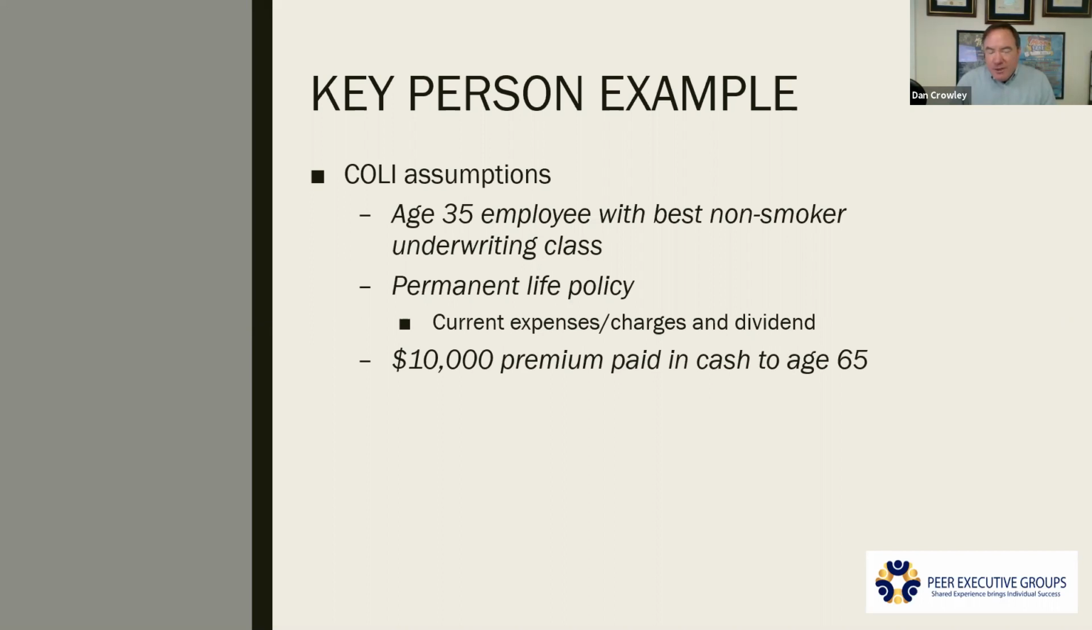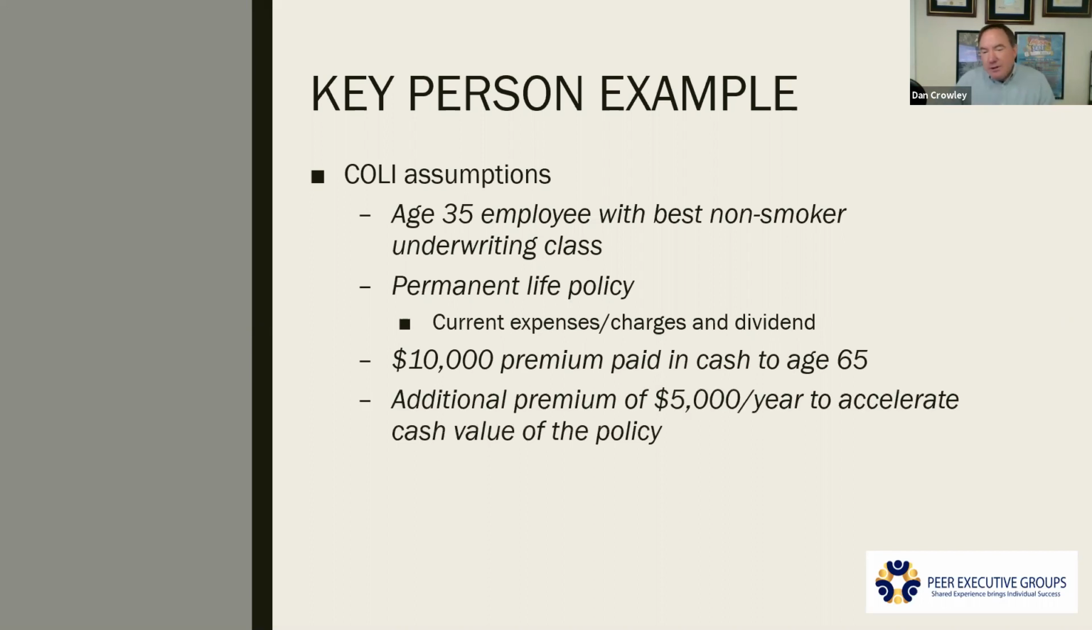So we know that we're going to put $10,000 into the premium, but we also are going to throw in another 5 grand. The 10 grand covers the cost of the insurance, normal policy. Just like you can make an extra payment on your mortgage, we're going to throw in another $5,000 to accelerate the cash value.